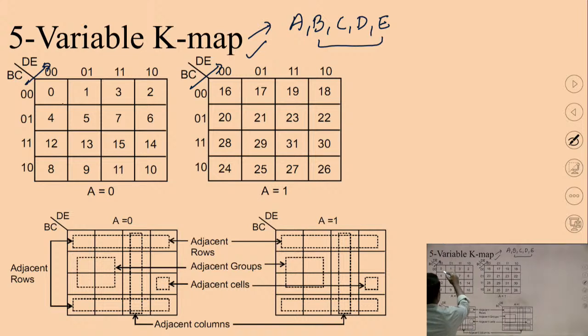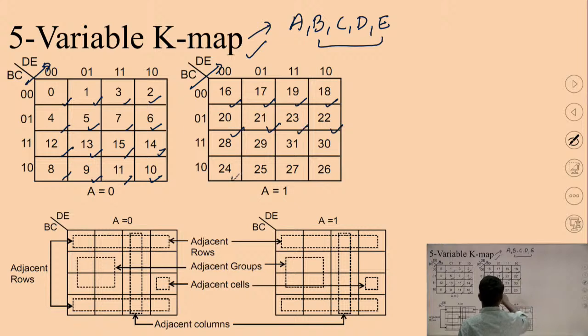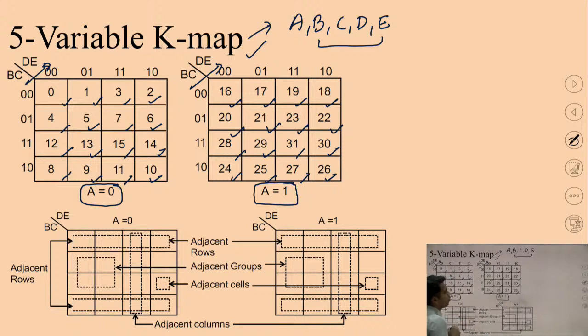The only thing is the numbering is 0, 1, 2, 3, 4, 5, 6, 7, 8, 9, 10, 11, 12, 13, 14, 15. And the next KMAP starts from 16, 17, 18, 19, 20, 21, 22, 23, 24, 25, 26, 27, 28, 29, 30, 31. Okay. So in this way, we can prepare 2 KMAPs of 16 cells each. For the first KMAP, I can mark A is equal to 0, and for the second KMAP, I can mark A is equal to 1.